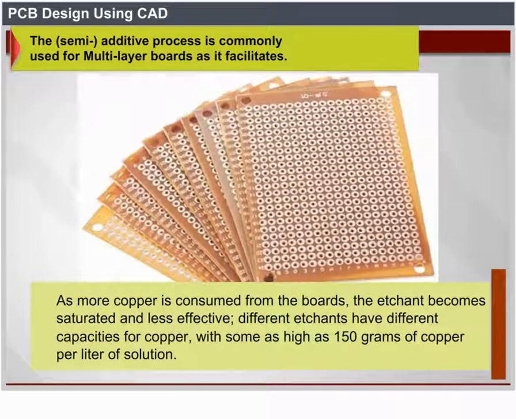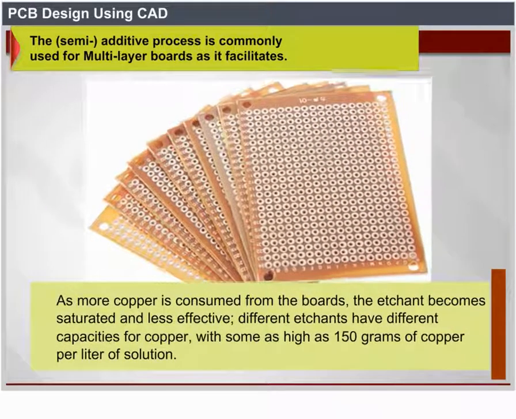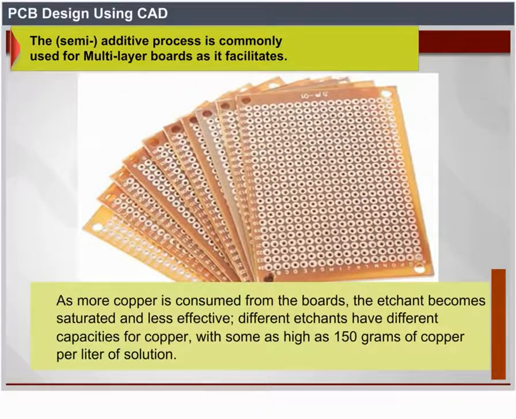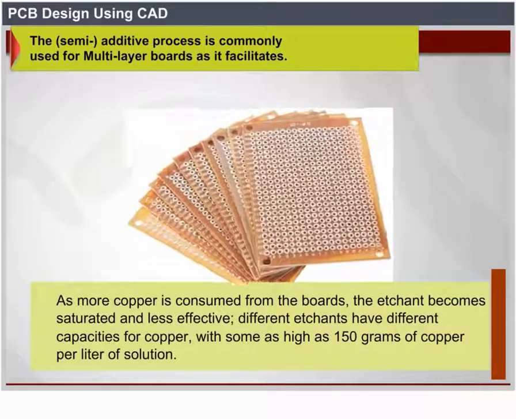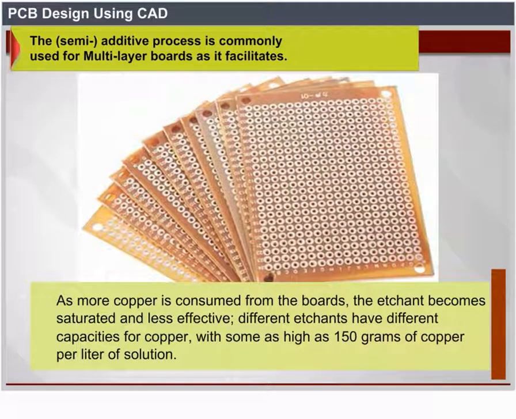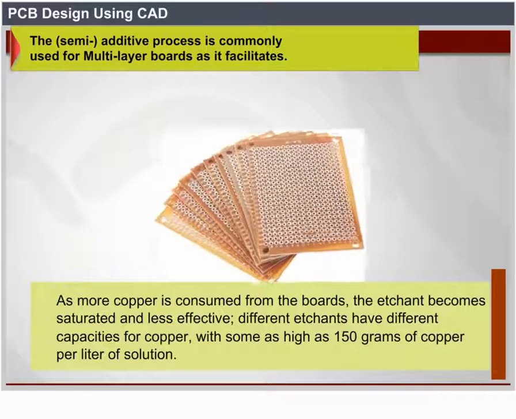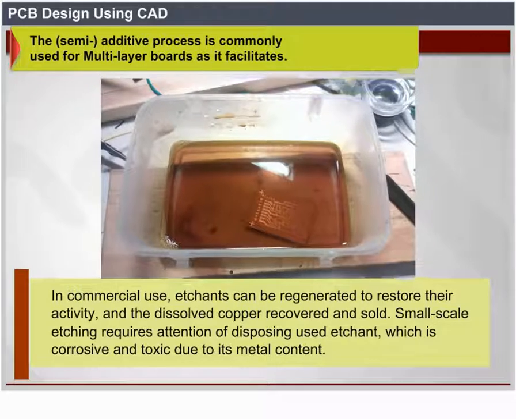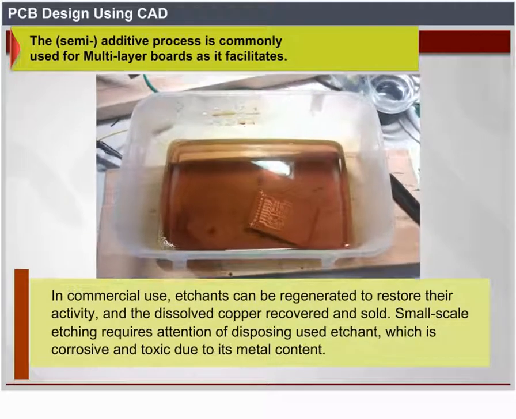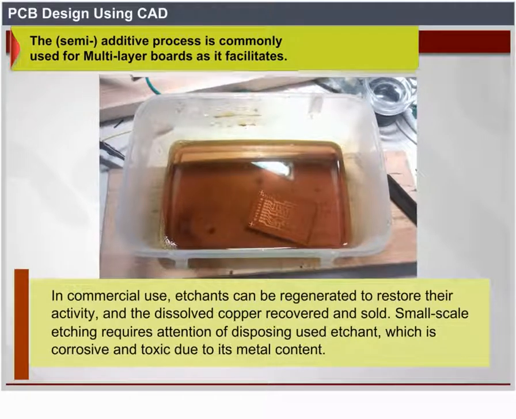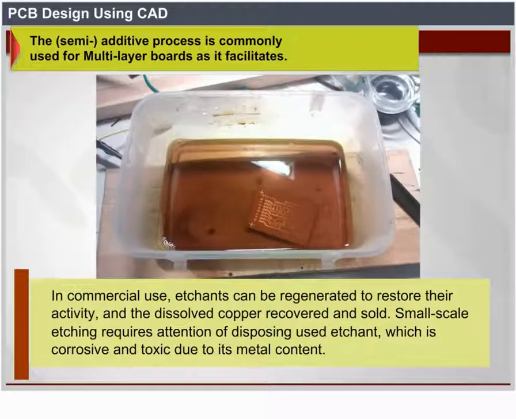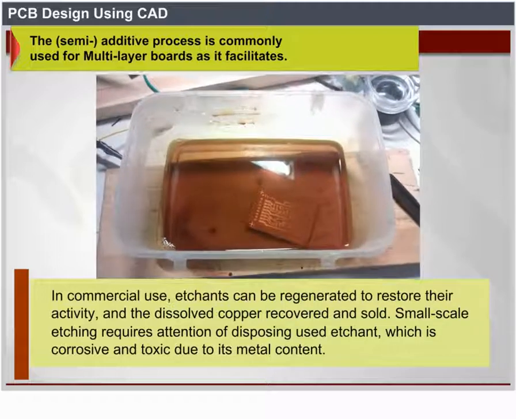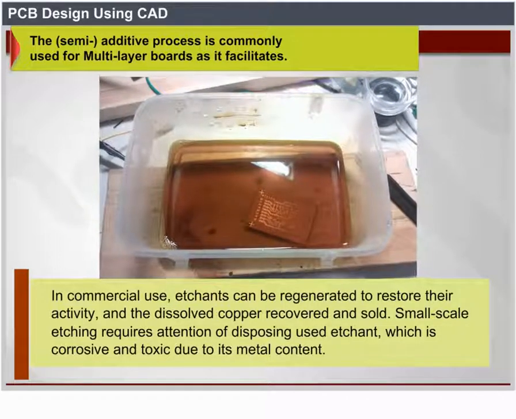As more copper is consumed from the boards, the etchant becomes saturated and less effective. Different etchants have different capacities for copper, with some as high as 150 grams of copper per liter of solution. In commercial use, etchants can be regenerated to restore their activity, and dissolved copper recovered and sold. Small-scale etching requires attention to disposal of used etchant, which is corrosive and toxic due to its metal content.